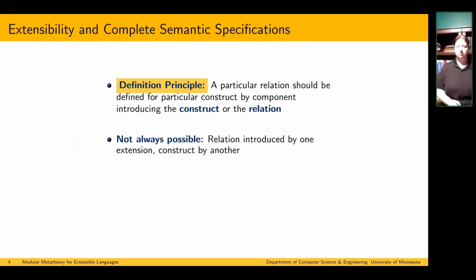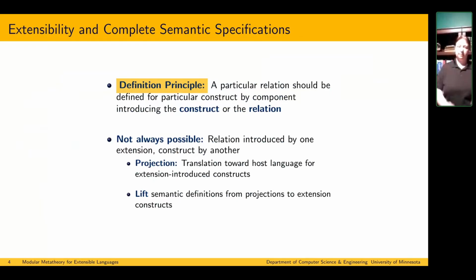If I write an extension that introduces a relation, and you write an extension that introduces a construct, neither of us can define this relation for this construct, because neither of us knows both of them. To get complete definitions, we introduce a notion of projection that we can use to complete the definition. A projection is a translation towards the host language, getting rid of a top-level extension-introduced constructor and instead representing it in terms of some host constructors. Then we can lift our semantic definitions for this relation from the projection back to the original construct. This gives us complete definitions, so that all relations can be defined for all constructs.